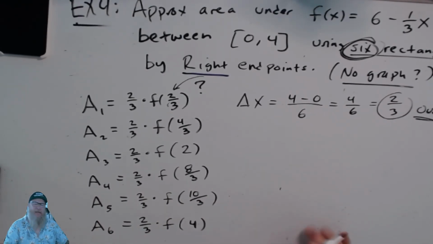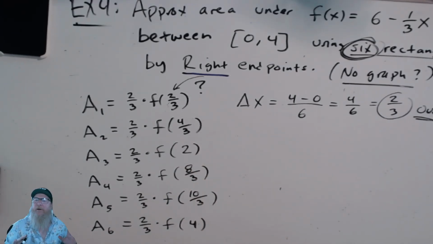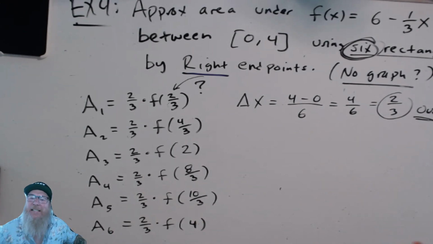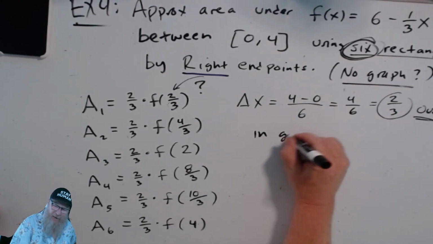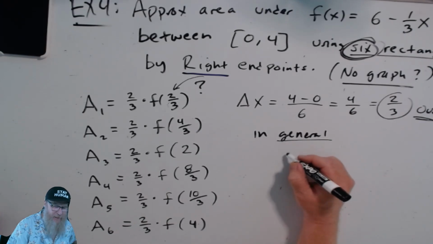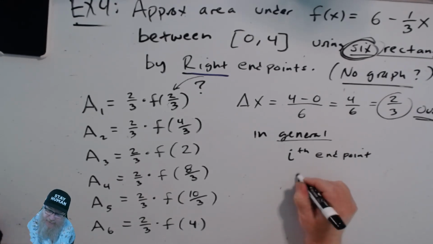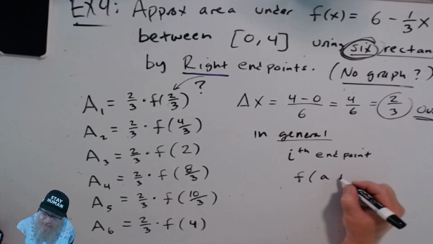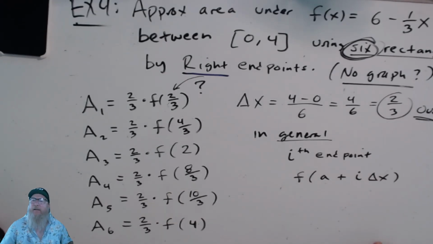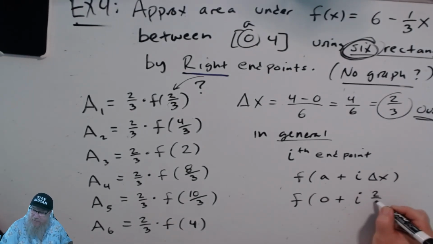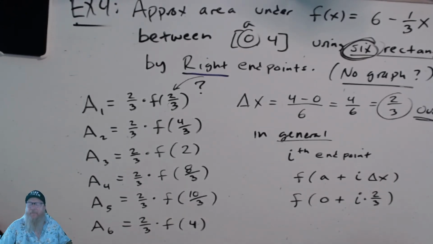I'm doing this intentionally because I want you to notice some patterns. As we increase the number of rectangles, identifying little patterns that help you get to the next point is very helpful to make the problem easier. In general, the ith endpoint is f of a plus i times delta x. So a was 0. Delta x was 2/3. I usually multiply those so that you can see.